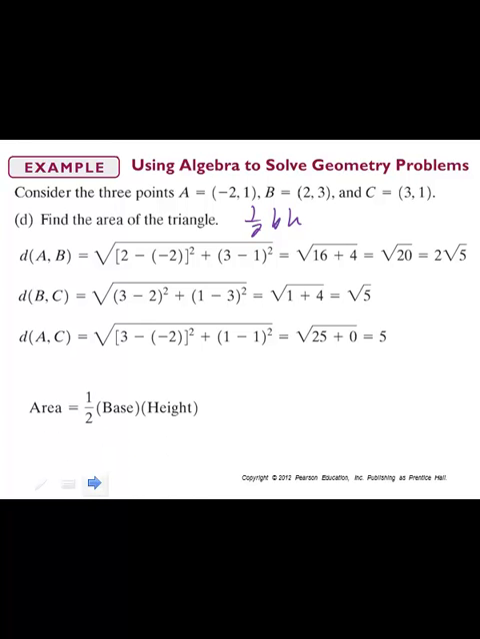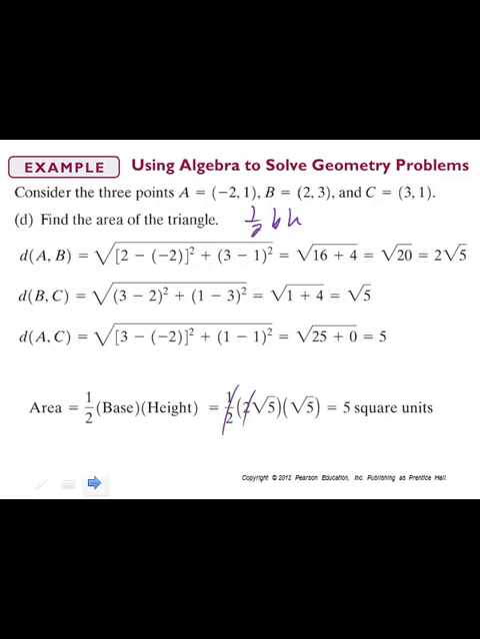So if we want to know what the base is, that's going to be the longer of the 2 legs. That's the 2 root 5. And then the height is the shorter leg, because it meets the base at the right angle. So that height is square root of 5. So you have 1/2 times 2 root 5 times root 5. Of course, the half and the 2 cancel, leaving you with root 5 times root 5, which is 5. As in, the area is 5 square units.